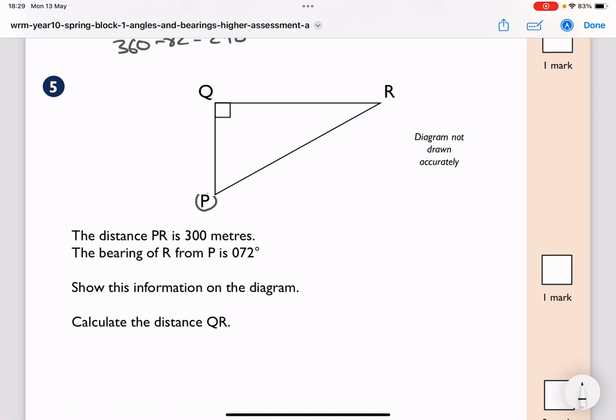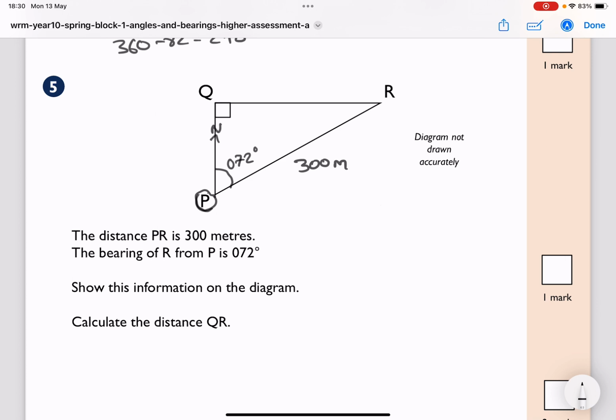We have got the bearing of R from P is 072 and the distance PR is 300 meters. Once again, we're from P. The bearing of R from P, so it's from north. So north would be here, and that is 072 or 72 degrees. And PR is the line PR, which is 300 meters here. And so I've shown that on the diagram.